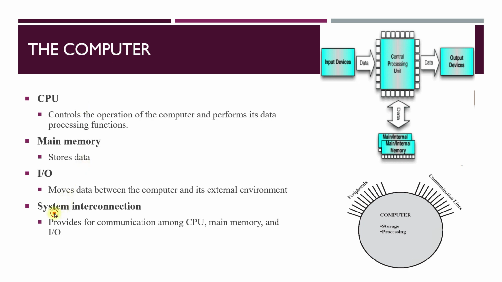And last is the system interconnection. System interconnection means how the communication is carried out between the CPU, main memory, and the input output devices. Definitely, there is some interface needed for communicating all these devices. We call this interface a bus. We will see about the bus in a later slide.